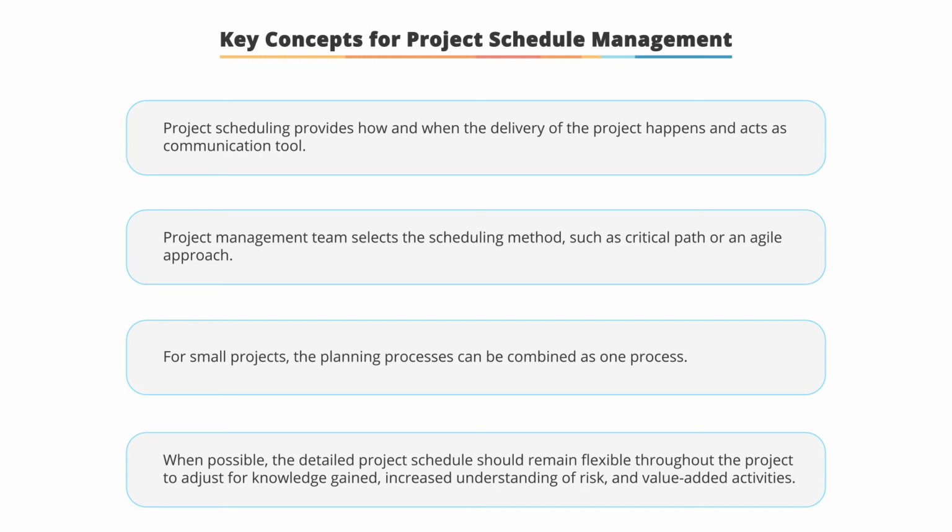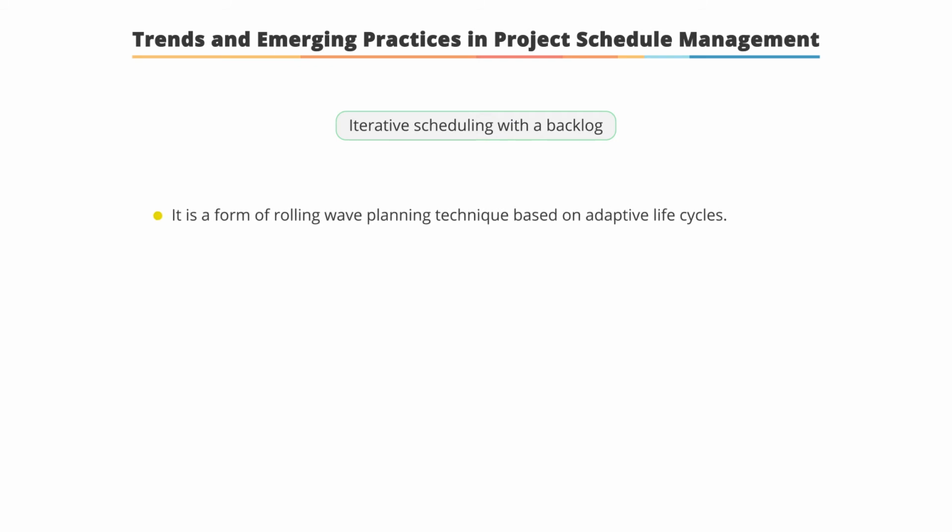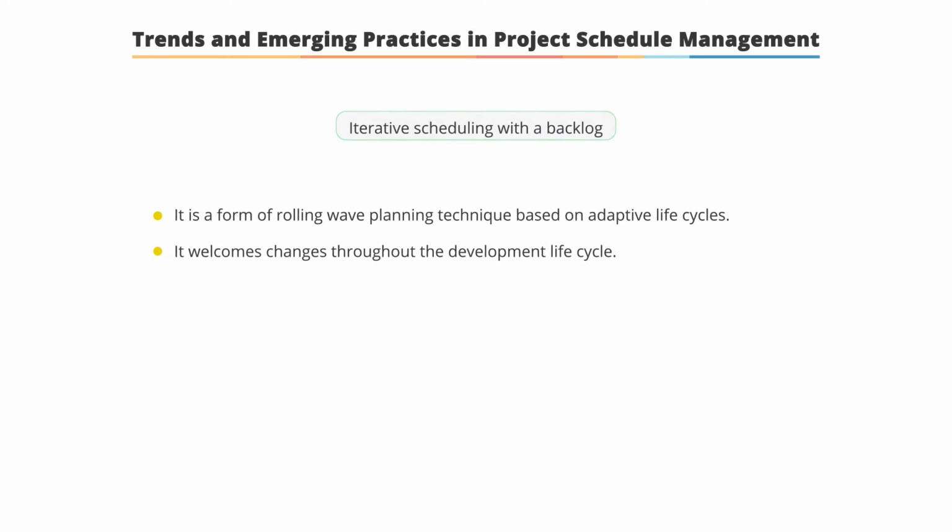Trends and emerging practices in project schedule management. Iterative scheduling with a backlog. This is a form of rolling wave planning, and it's a technique that's based on an adaptive life cycle. The benefit of this approach is it welcomes change throughout the entire development life cycle.